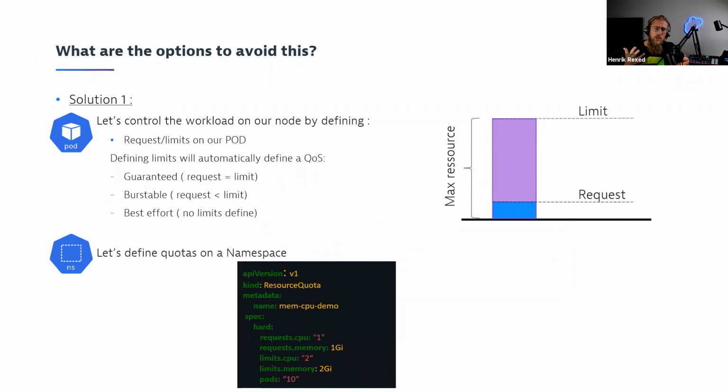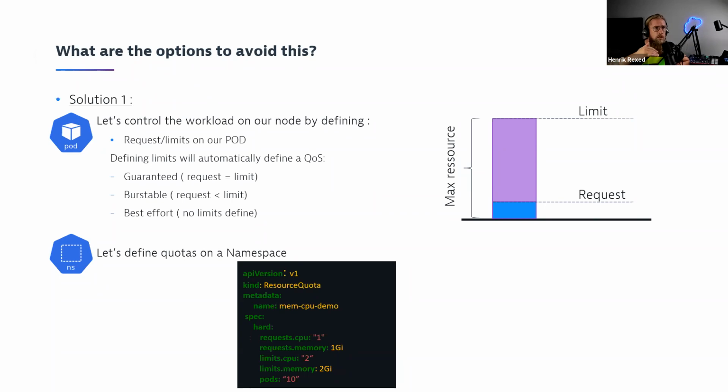We need to be gentle with our node. So we're going to control the workload by defining requests and limits on our pods. When you define your deployment, you can put limits and requests in terms of CPU and memory. And depending on the values that you define for the request and limit, Kubernetes will automatically apply what we call a quality of service. And there are three of them. So, guaranteed. Guaranteed is when the request equals the limit. The second one is burstable.